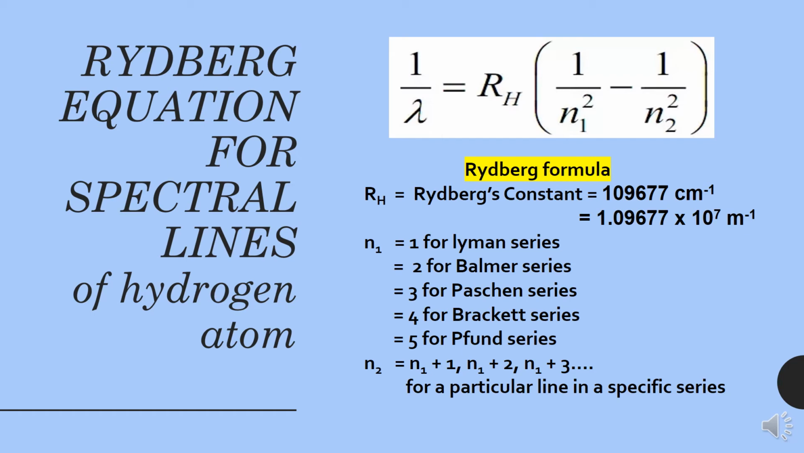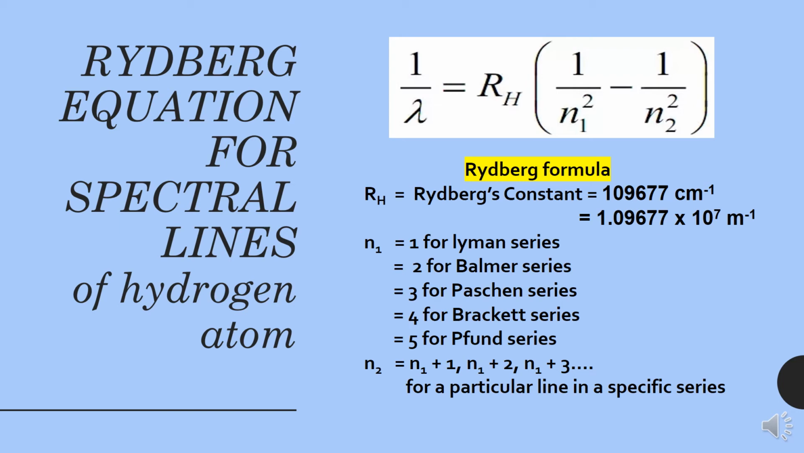And here, it's very important to understand what is n1 and what is n2. n1 is 1 for Lyman series. n1 is 2 for Balmer series. It is 3 for Paschen, 4 for Brackett and 5 for Pfund. And n2 will be greater than n1. मतलब ये एक्चुअली n2 और n1 ये बता रही है कि इलेक्ट्रॉनिक जंप कहाँ से कहाँ हुआ है. As emission spectrum is obtained only when an electron jumps from a higher to a lower energy level.